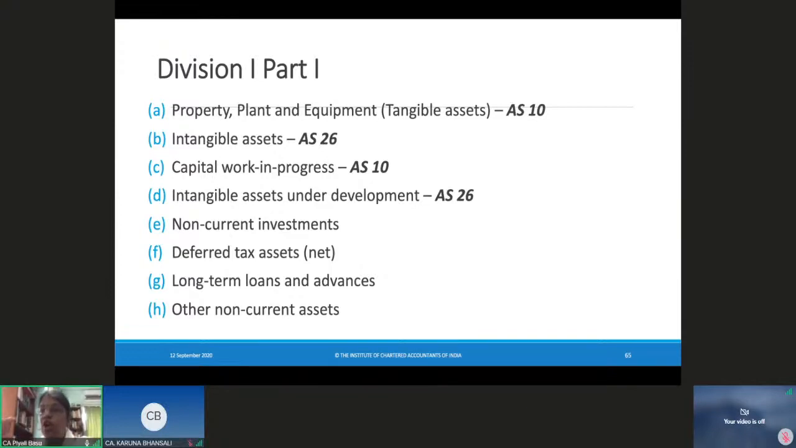In your case study, it may come like that. They will give a small format of the asset side or the liability side, and it will ask you to identify whether this is correct or not. So that's the reason I'm saying you need to go through the format also, the format which starts with the equity and liabilities.